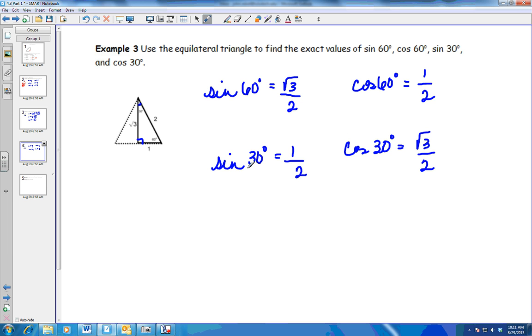If you notice something, sine of 30 is the same thing as the cosine of 60. The sine of 60 is the same thing as the cosine of 30.